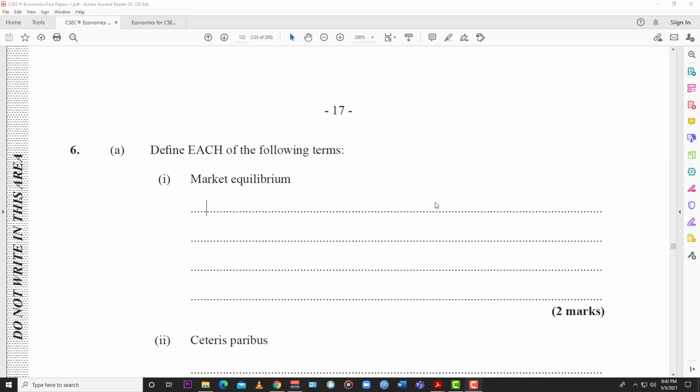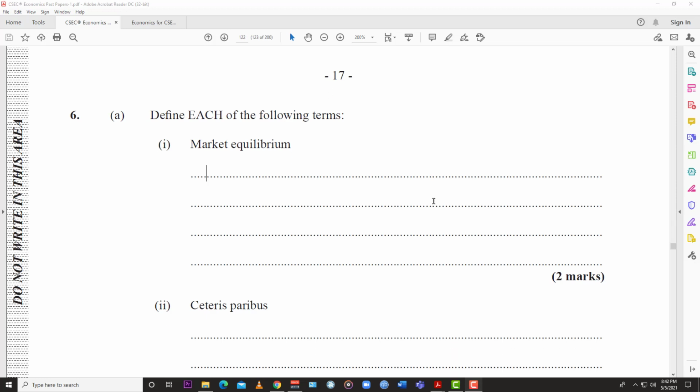Welcome back to Learn SKN, and today we're looking at the May-June 2017 CXC economics paper. We're looking at question 6 now. Previously, we looked at question 1, 2, 3, 4, and 5, and today we're going to finish the paper by looking at question 6, the last question on this paper.